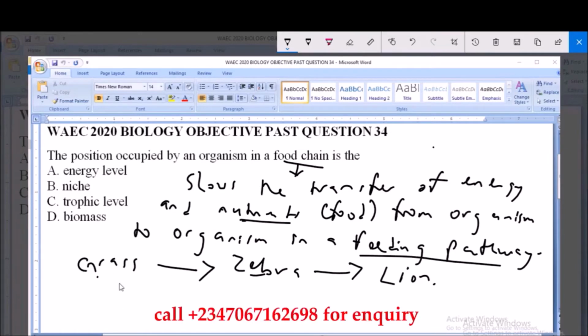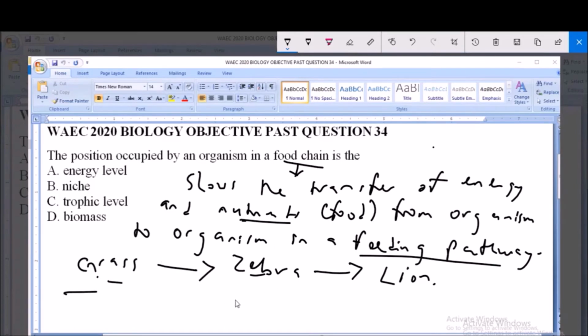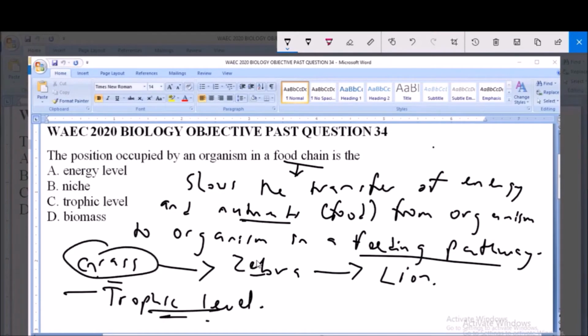And as you can see in the food chain, you have levels, you have positions occupied by various organisms. Now each position or each step in the food chain is known as a trophic level. So this is one trophic level, this is another trophic level, and this is another trophic level. So option C says trophic level, and that is the position occupied by an organism in a food chain. So option C, trophic level, is the correct answer to this question.